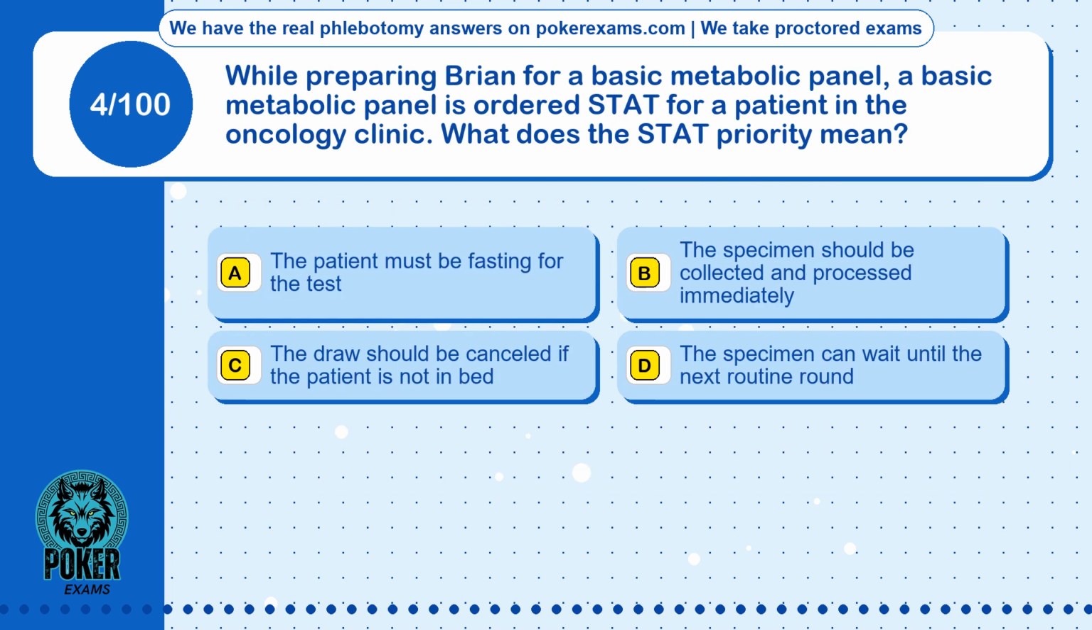Question 4. While preparing Brian for a basic metabolic panel, a basic metabolic panel is ordered stat for a patient in the oncology clinic. What does the stat priority mean? Option A. The patient must be fasting for the test. Option B. The specimen should be collected and processed immediately. Option C. The draw should be cancelled if the patient is not in bed. Option D. The specimen can wait until the next routine round.